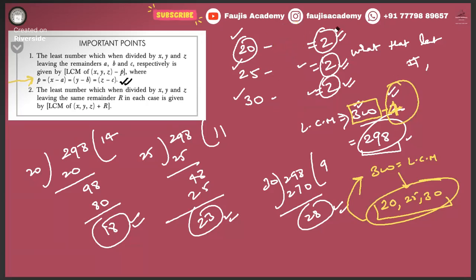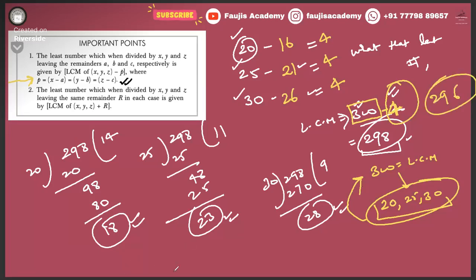Can someone tell me, if over here instead of 2 I reduce 4, what is the remainder? 16, 21, 26, sir. Absolutely, 16, 21 and 26. So the remainder that we'll get over here, if you work it out with 296, will be 16, 21 and 26. Each of your remainders has also shifted by 2, right?